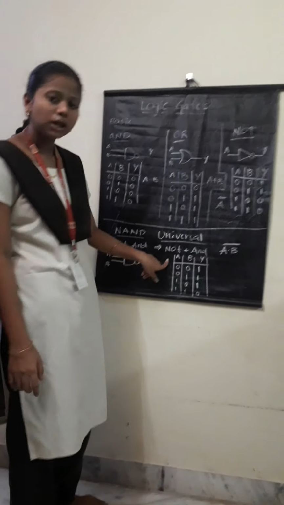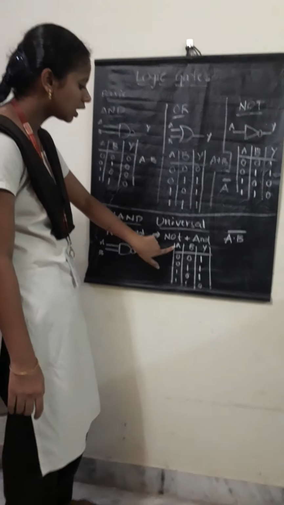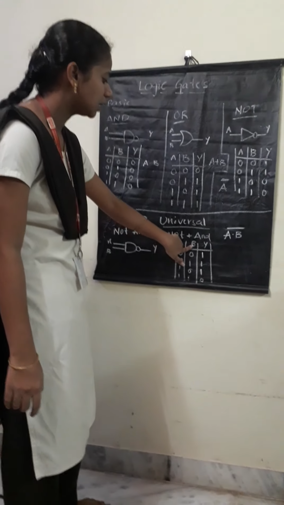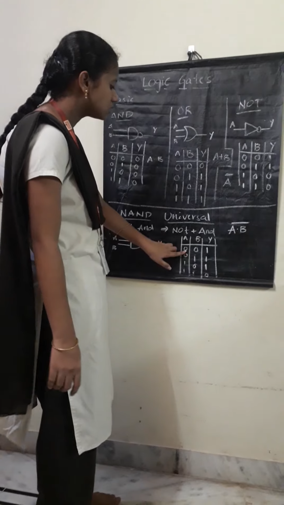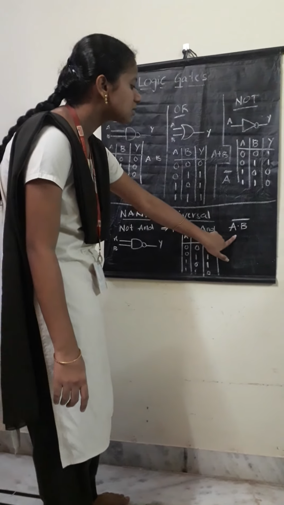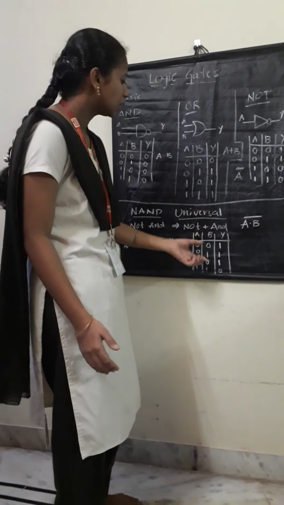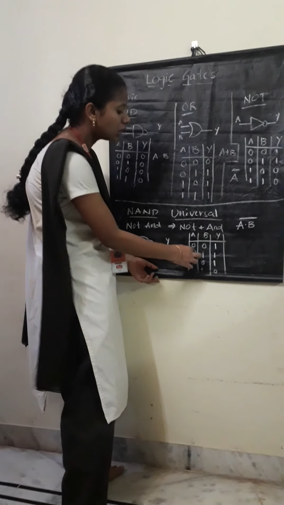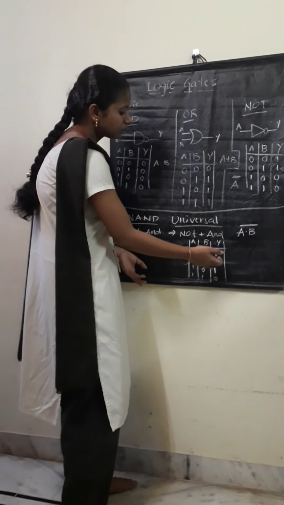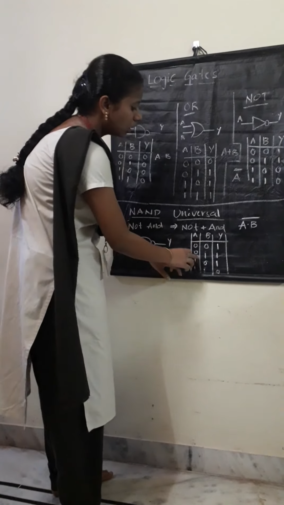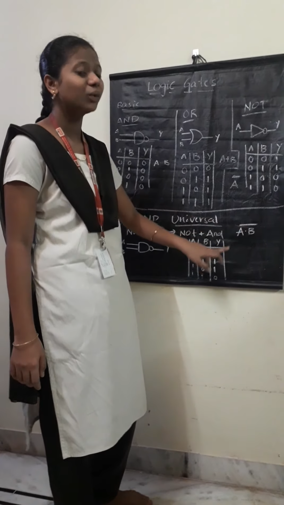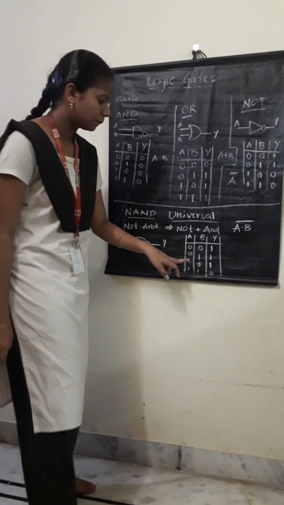And coming to the truth table of the NAND gate, here A and B are inputs and Y is the output. For inputs 0 and 0, the output is 1, because it is the complement of A into B. It means if we multiply these inputs, then the complement of the product is the output. 0 into 0 equal to 0, but here is the complement, so we have to take the output as 1.